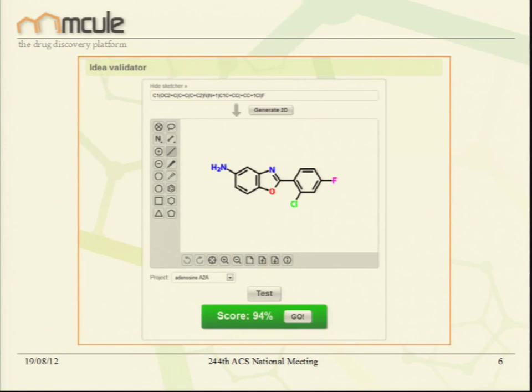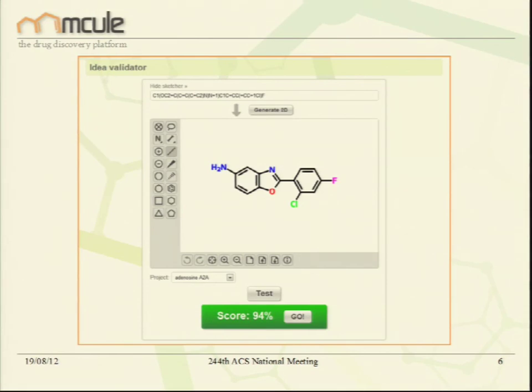We designed a simple interface to make the collaboration between the medicinal chemist and the computational chemist more efficient. This is called the idea validator, and what it does is that the medicinal chemist can draw in a structure, select the project he's working on, and he gets a simple answer. A go or no go decision can be made based on this. As I said, this is a very simple interface, and a lot of things can happen in the background. But at the end, this is the kind of answer they are looking for. They have to make this decision at some point.